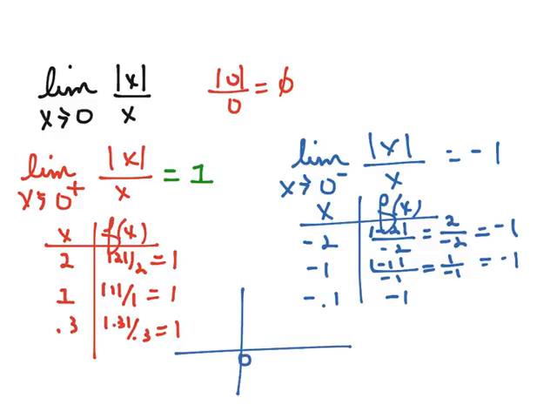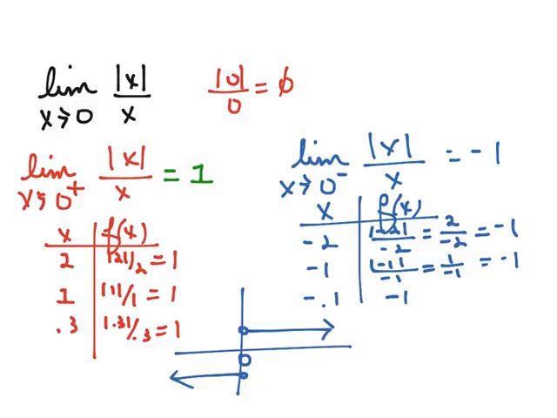So for a limit to exist, and we could even look at a graph of what this looks like, as we get closer and closer to 0, it's undefined at 0, by the way, but as I get closer and closer to 0 from the right, my values are all at 1. As I get closer and closer to 0 from the left, my values are all at negative 1.